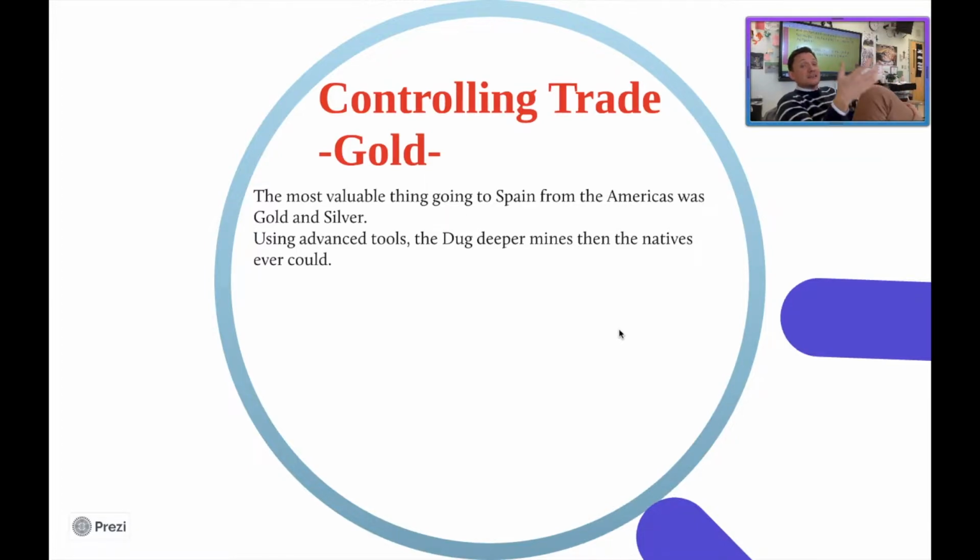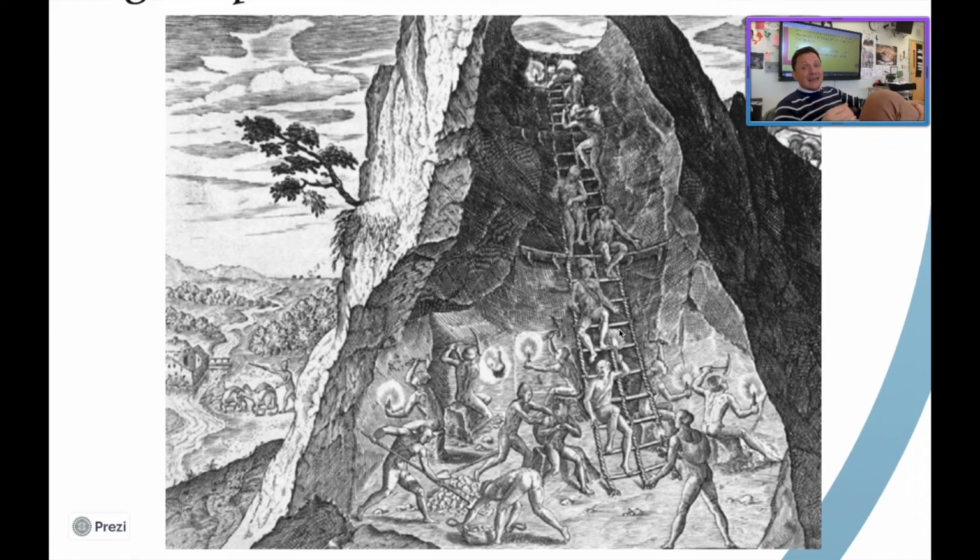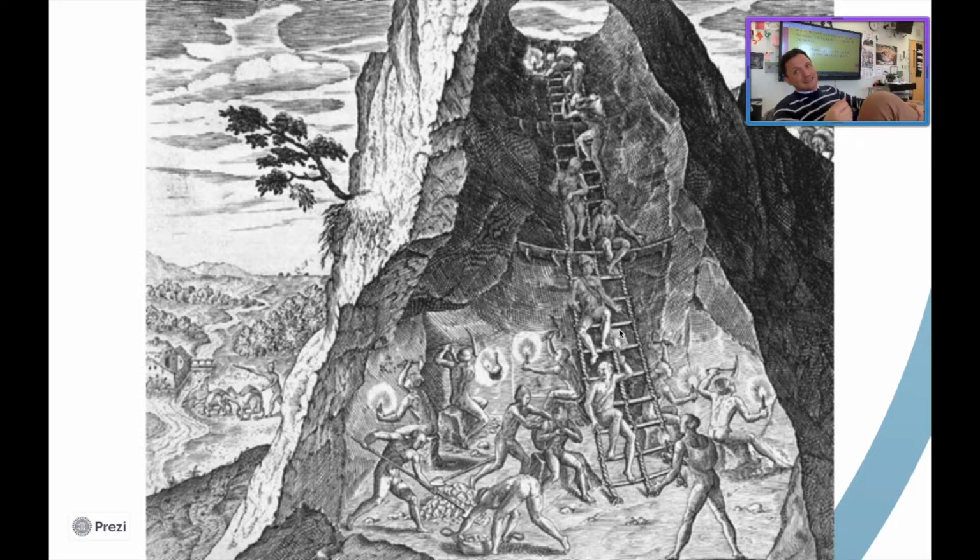And so using these advanced tools, they're going to dig deeper mines, but they're also going to force the natives to actually work inside of these mines. Now, we'll talk about that system of forced labor here in a second, but as you can see, these natives are now going to be mining gold far deeper than they ever would have had the ability to, but they're also working in conditions that are very hazardous to their health, safety, and their life.